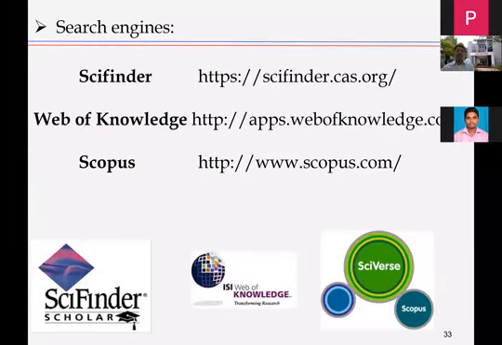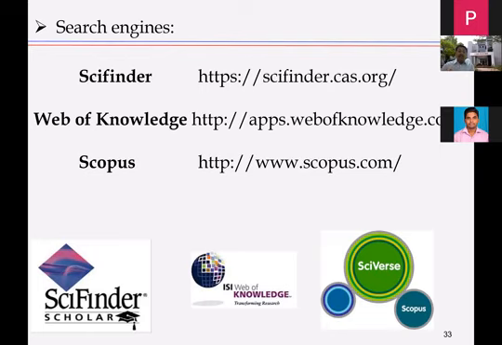of the publisher. So some journals are part of one publisher. Some publishers are part of one search engine. So you can search directly in a search engine. Most famous ones are SciFinder, Web of Knowledge, Scopus, and you can search in these search engines.